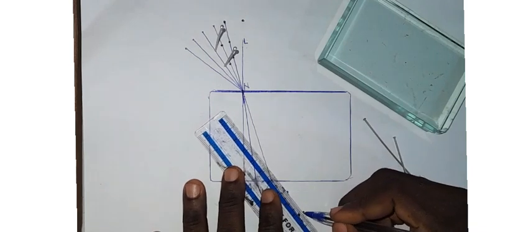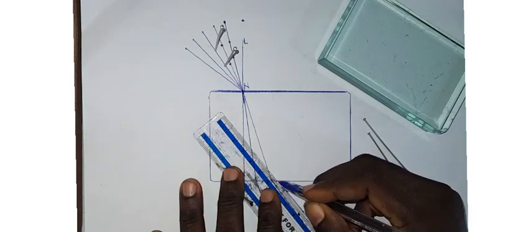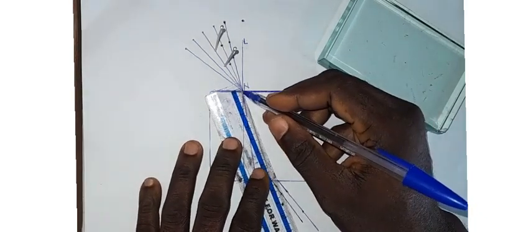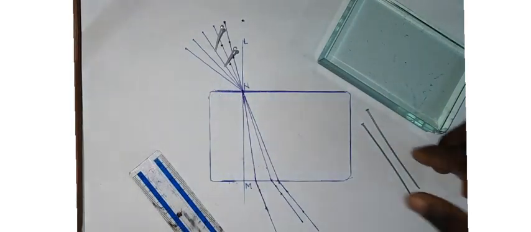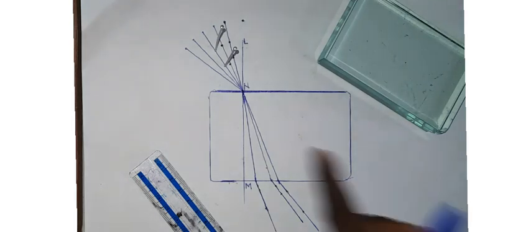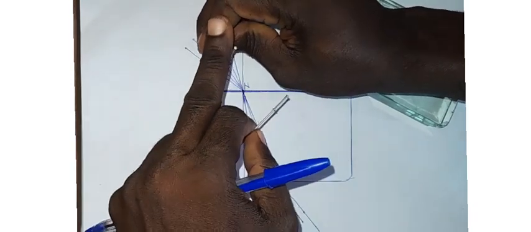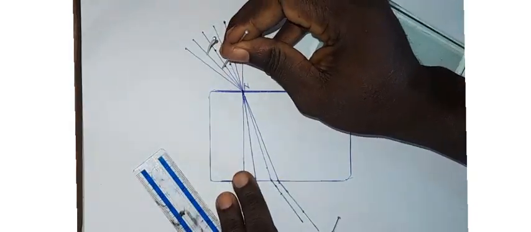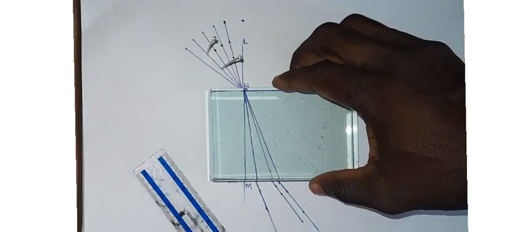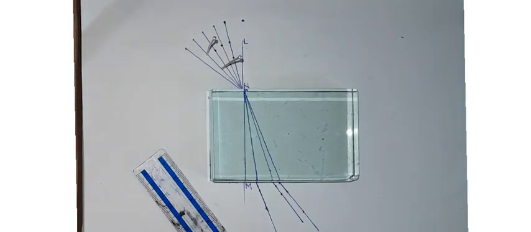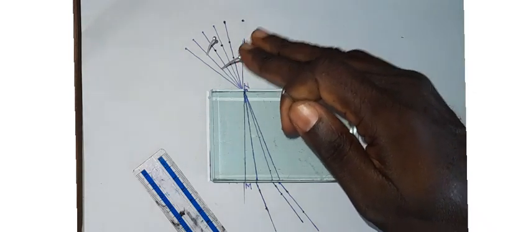I'll join these two again. Then I'll come to this place. Join these two points again. Okay. Next, we are going for, okay, we already drew this, so let's go to this point. Remove it. Place it here. And place it here. Place this on this. Then look through the mirror. Again. Glass block again.